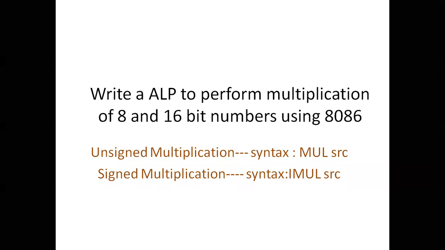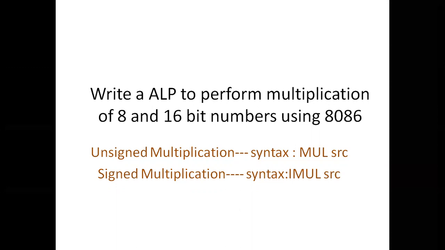In this session, we will discuss how to write an assembly language program to perform the multiplication of two 8-bit numbers and two 16-bit numbers using 8086. So in this program, we are going to study unsigned multiplication and signed multiplication of two 8-bit numbers and 16-bit numbers. The mnemonic used for unsigned multiplication is MUL SRC, and for signed multiplication, the mnemonic is IMUL SRC. We will discuss in detail.